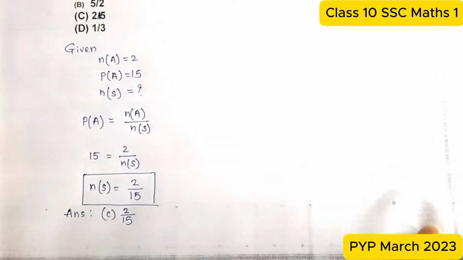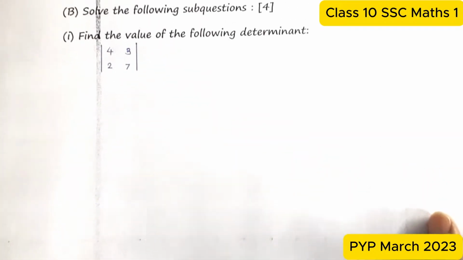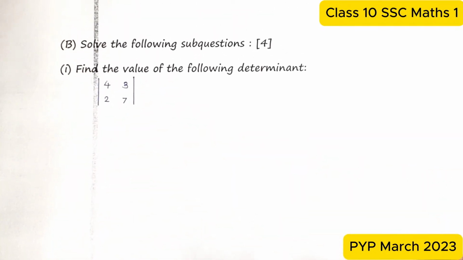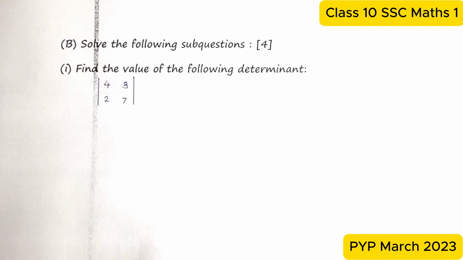Okay students, then the next example is for question first B. Okay, so now here solve the following sub questions. First one, find the value of the following determinant. So now each and every question from question first has only 1 mark students, but they are so easy that you can easily solve it.